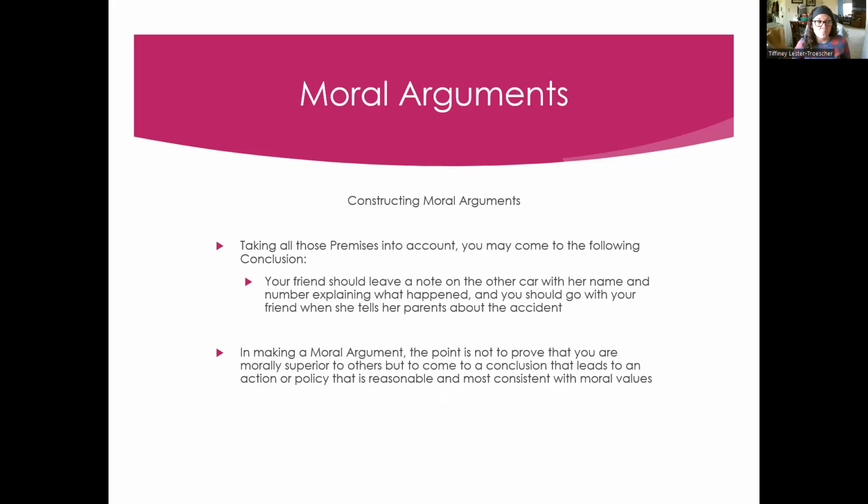Remember, while we're having this conversation and going through all of this with our friend, the point is not to prove that we are morally superior to her. Her fear is valid. We're not judging her for feeling the urge to just leave. Nobody goes with me. My parent, I can't handle my parents yelling at me.